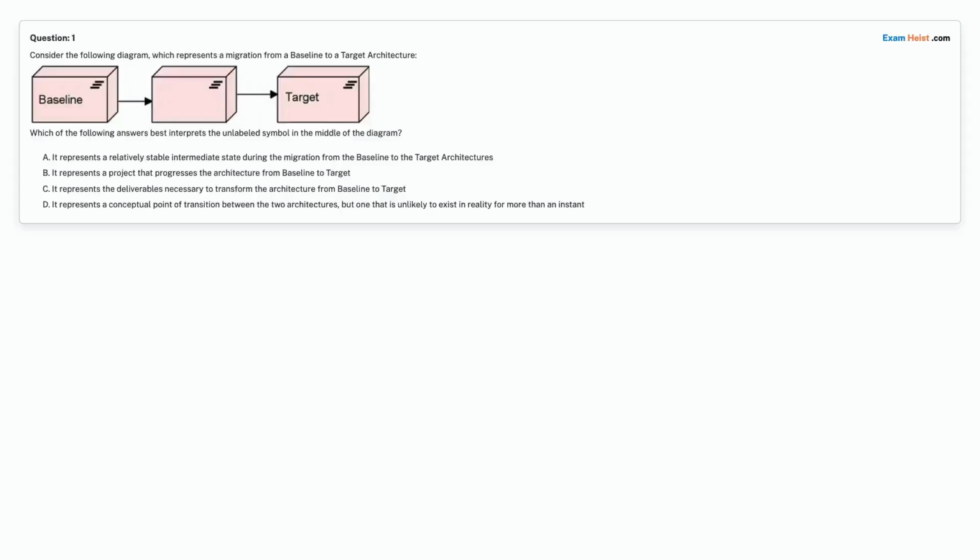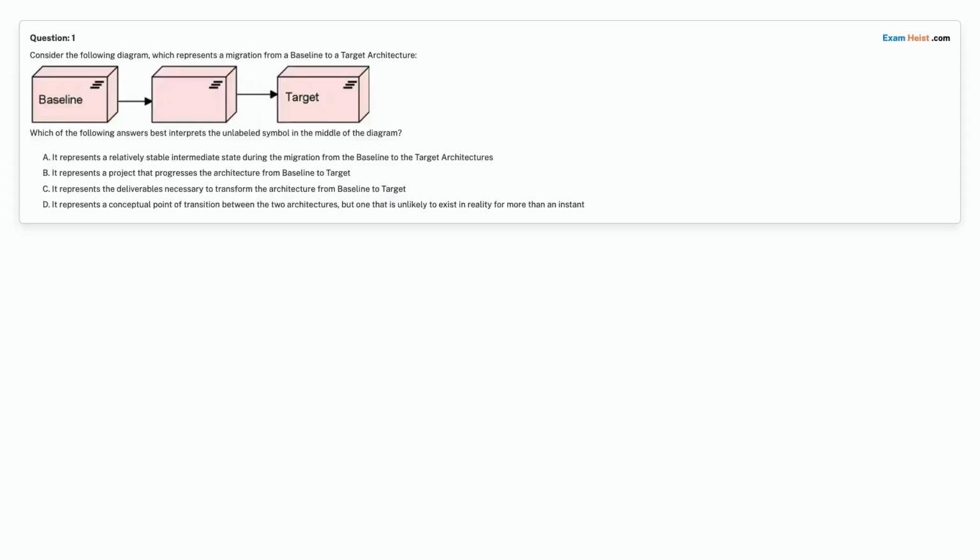Option A. It represents a relatively stable intermediate state during the migration from the baseline to the target architectures. Option B. It represents a project that progresses the architecture from baseline to target. Option C. It represents the deliverables necessary to transform the architecture from baseline to target.